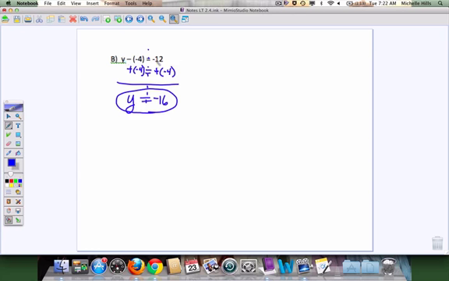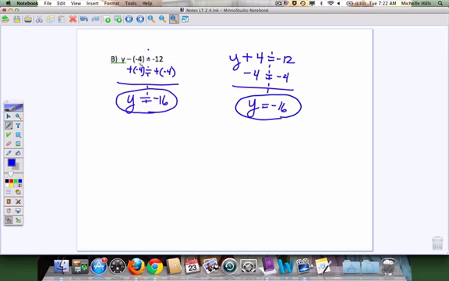Now there are some people who feel more comfortable in this problem rewriting the left side of the equation because they say, well, minus a negative is the same thing as plus a positive. So this equation really can be changed to y plus 4 equals -12. Again, you don't have to change the equation. Some people just like to do that. And then the way I would undo adding 4 to this side is to subtract 4 and subtract 4 from the other side. And I also get y equals -16 this way. Either way is perfectly acceptable.